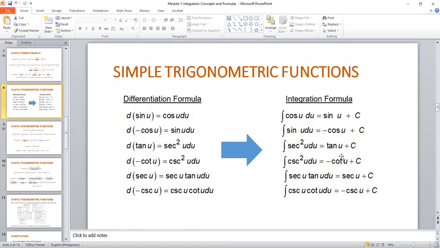Now, what does this, by the way, du imply? Sorry, du.